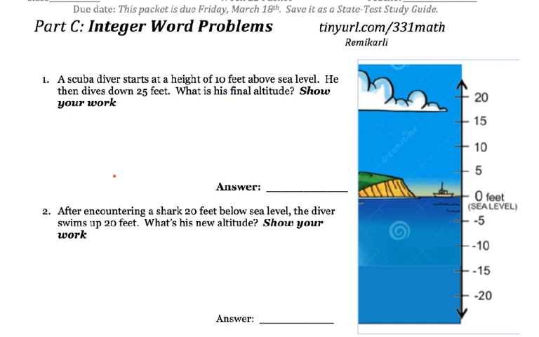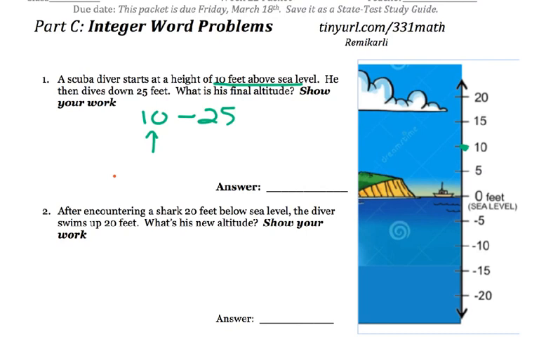A scuba diver starts at a height of 10 feet above sea level. He then dives down 25 feet. Remember that integer problems can be thought of as adding and subtracting. So when we're thinking about our starting point, that's like the first number in a number sentence. And then the direction we're moving is like addition or subtraction.